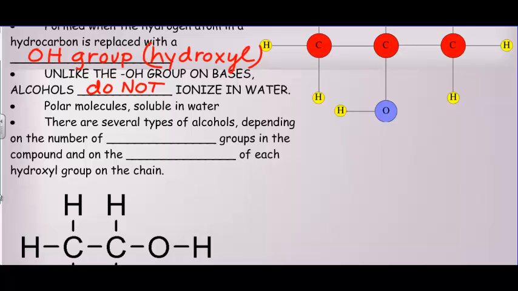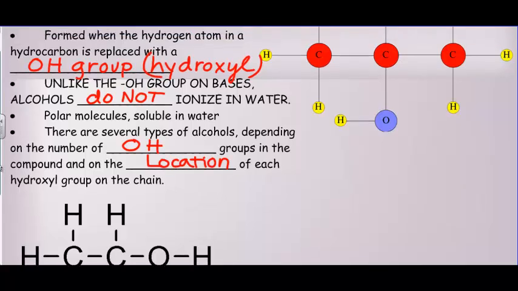And there are several different types of alcohols depending on the number of OH groups in the compound and the location of the hydroxyl group in the compound. We should talk about how we name these.